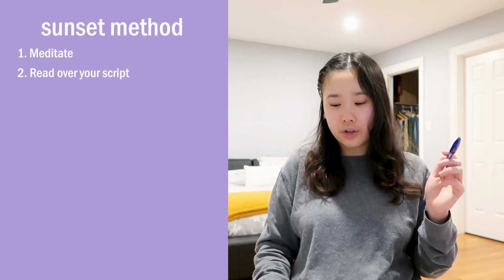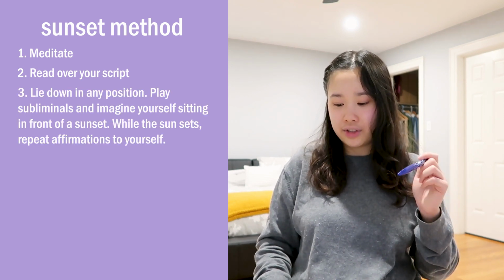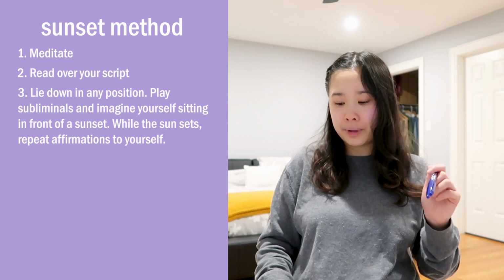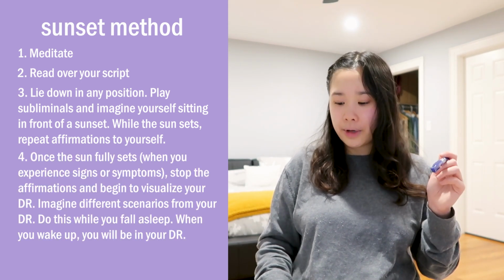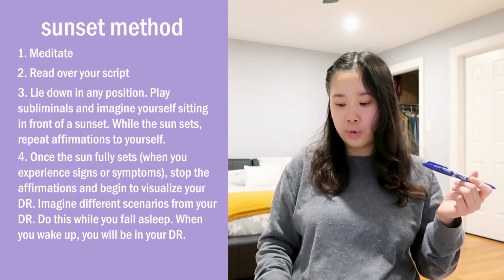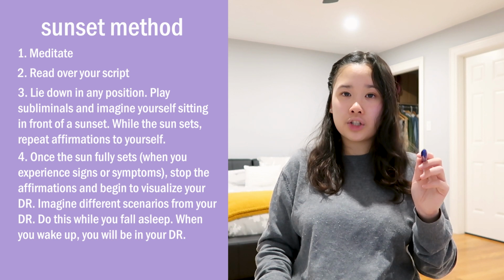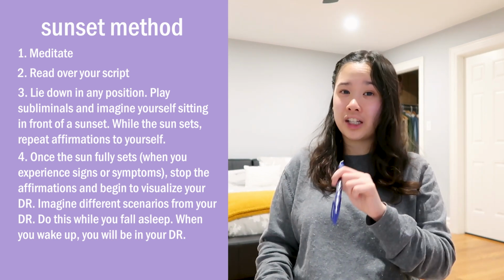Step number 2 is to read over your script. Step 3 is to play subliminals and imagine yourself sitting in front of a sunset. While the sun sets, repeat affirmations to yourself. Once the sun fully sets, stop the affirmations and begin visualizing your DR. Also imagine different scenarios you would encounter in your DR. Do this while you try to fall asleep. Once you are asleep, when you wake up, you will be in your DR.